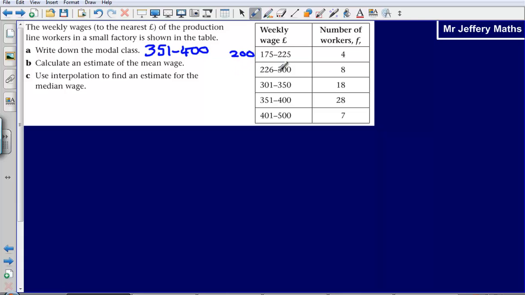Next up, we've got 226 plus 300. That's going to give me 526. Divided by 2, that's going to give me 263. Next one, we've got 301 plus 350. That's going to give me 651. Divided by 2, that's going to give me 325.5. Next up, 351 plus 400, that's going to give me 751, divided by 2, that's going to give me 375.5. And then the last one, 401 plus 500, that's going to give me 901, divided by 2, that's going to give me 450.5.